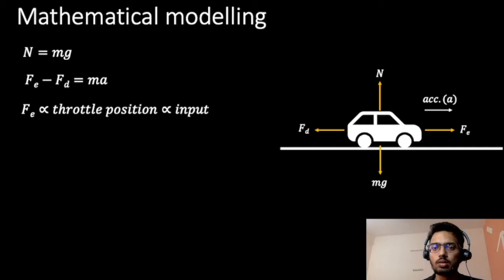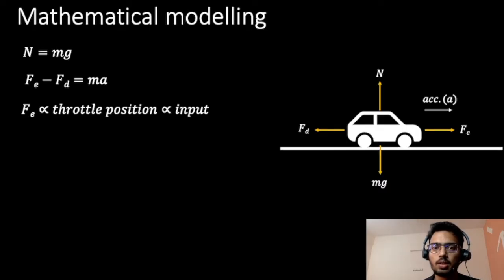So throttle is something which allows the air to flow into the engine, and based on that the amount of fuel injected into the combustion chamber is decided. As a result, if we increase the throttle, the power or ultimately the force which is produced by the engine increases, and therefore Fe is directly proportional to the throttle position.